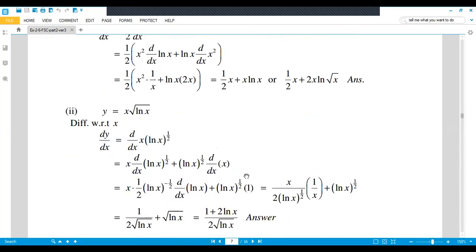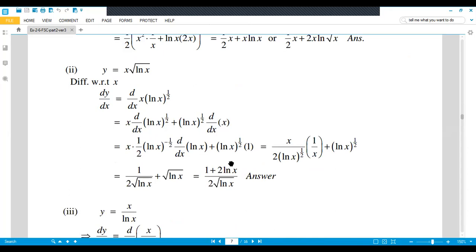Now come to the second part. Again, in the second part, you have been given the product rule. So the power natural log of x, you write it as power 1 over 2 because you know that the under root value is 1 over 2. So you know that the natural log of x power will come as a coefficient.